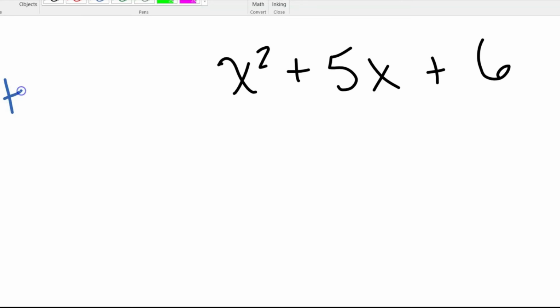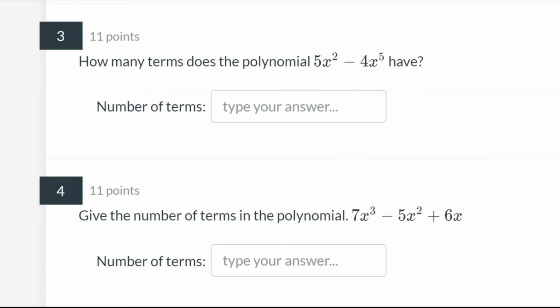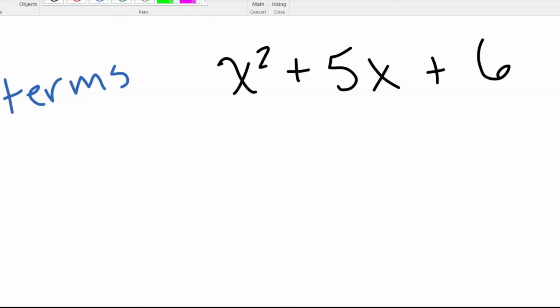Now there's some vocabulary that we want to be familiar with, especially on the test and in the homework. There's something called terms. And in the homework, they will actually ask you how many terms a polynomial has, and they'll give you a set number of terms. So we need to be able to answer questions about terms, and terms are actually pretty simple. It doesn't have anything to do with exponents or the variable.